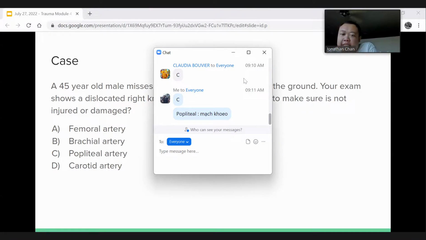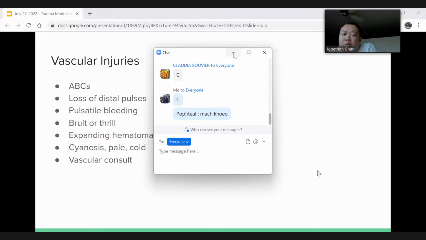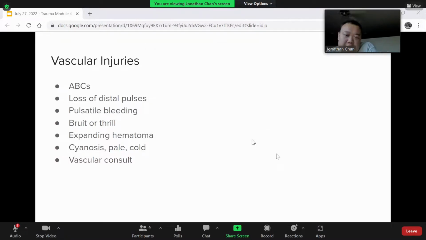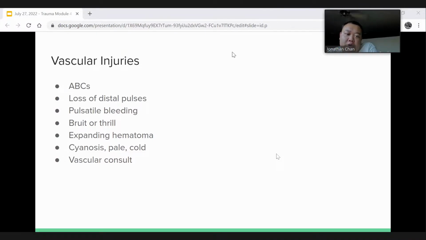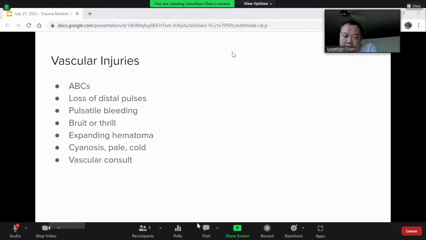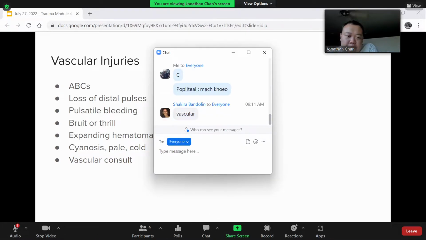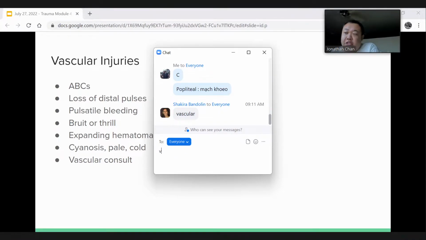But great job. I know these cases can be tricky sometimes. So let's move on. In the first part, we're going to be talking about vascular and orthopedic injuries today. And you can also just respond in the chat. Which one do we think will kill a patient first? Vascular injuries or orthopedic injuries? Which one are we worried about first? Vascular, right? Exactly.